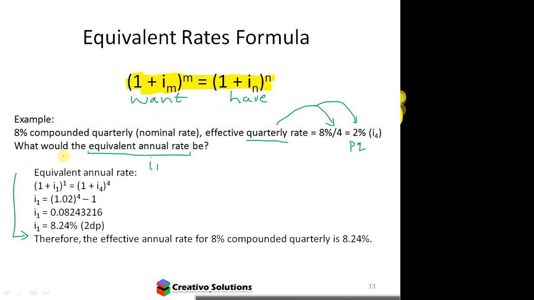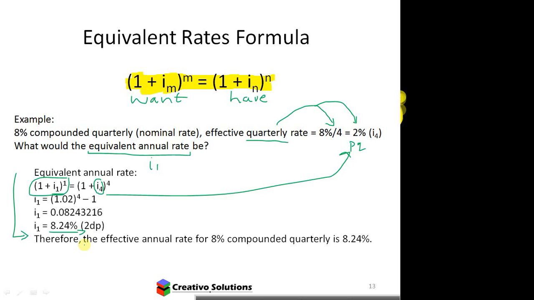Right, so what did I want in this question? I1. What did I have in this question? I4. What is I4? Correct. So if I substitute 2% into the power of 4 minus 1, then if I just plug that into the calculator, I get 8.24%. Right, does that make sense theoretically?